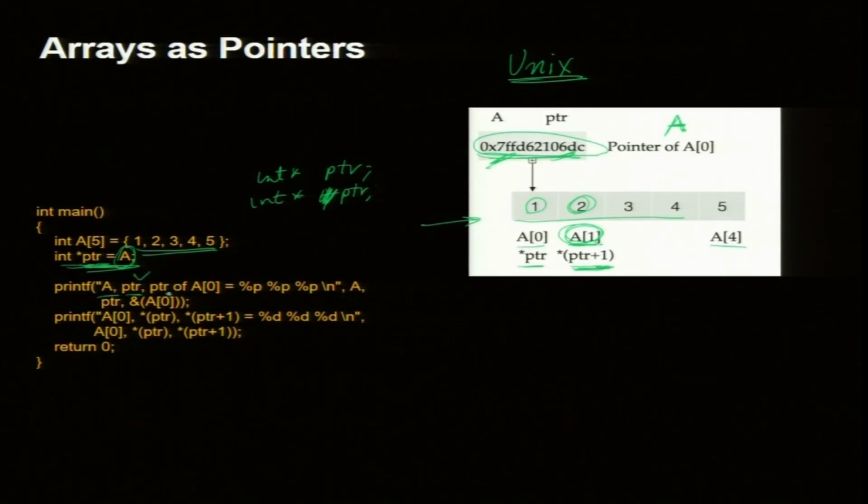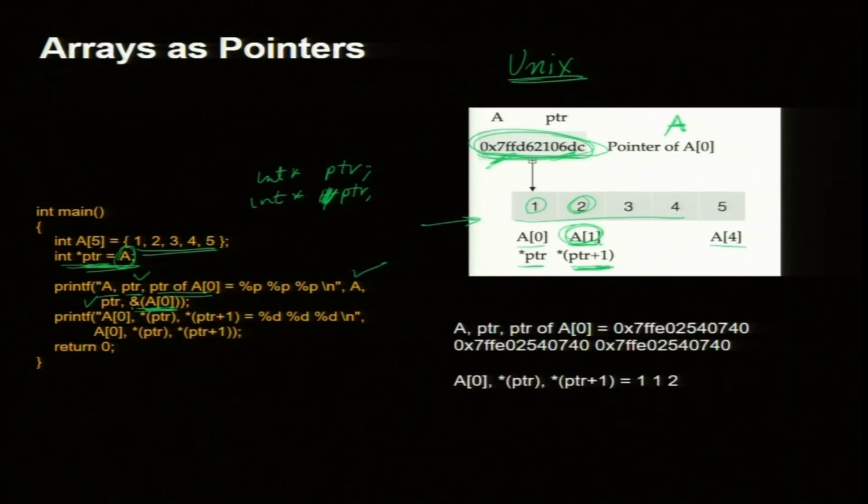So I write these three things: A, ptr and ampersand A0. Ampersand is address, right? A0 is a number, so ampersand A0 will give me the address where A0 is stored, which is this. So the first line will print 3 values, and they are all addresses, the same address. So we can get the address of the first entry in 3 ways.